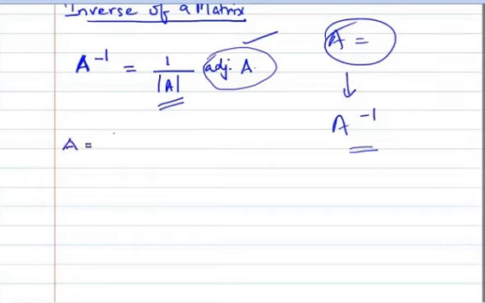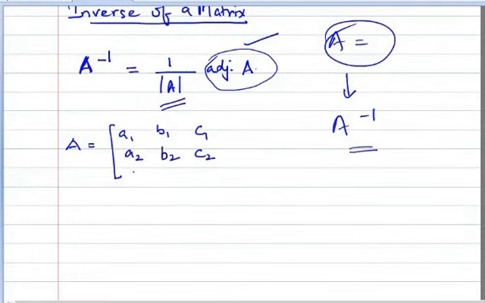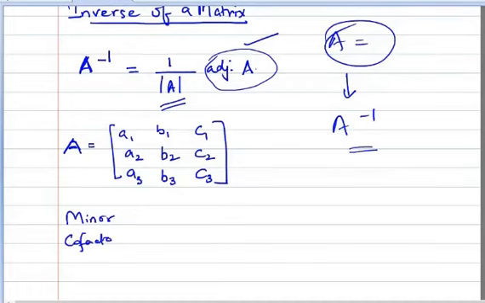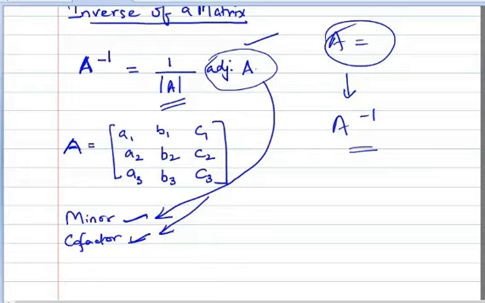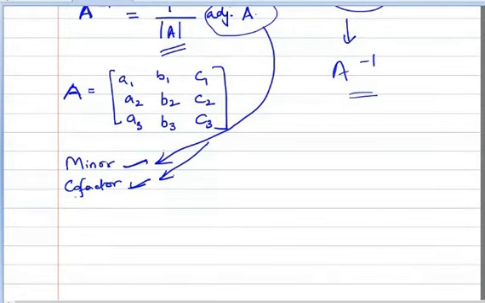Take a matrix A: A1, B1, C1, A2, B2, C2, A3, B3, C3. For this matrix, I can find the minor and cofactor. To find the adjoint A, you should know what is the minor and what is the cofactor. You can find the minor and cofactor of each of these elements, A1, B1, C1, and so on.